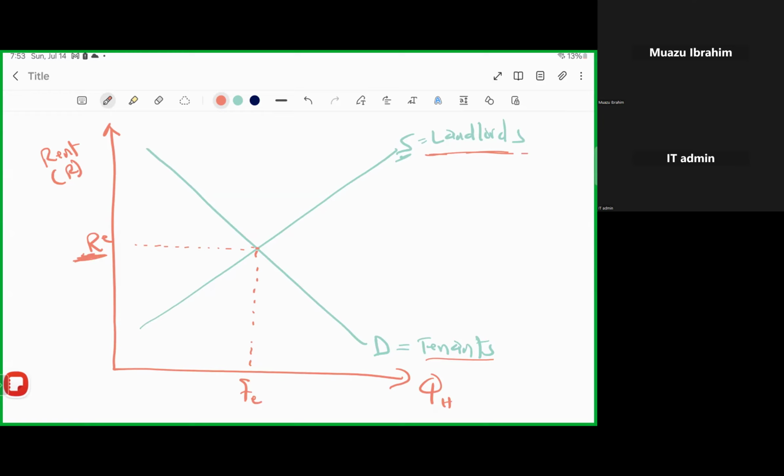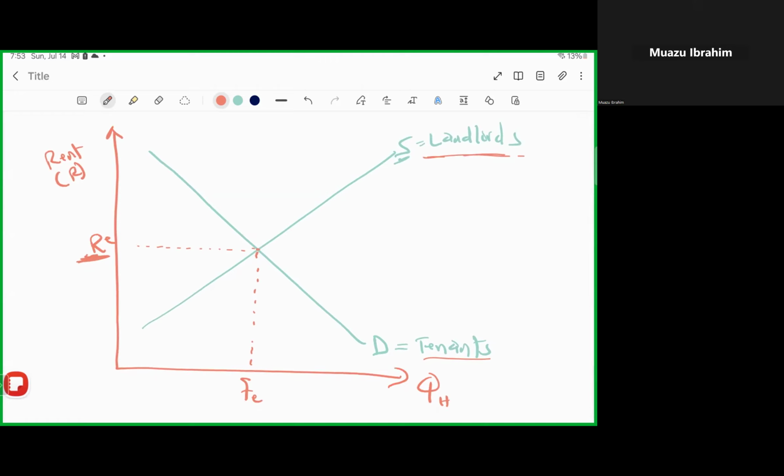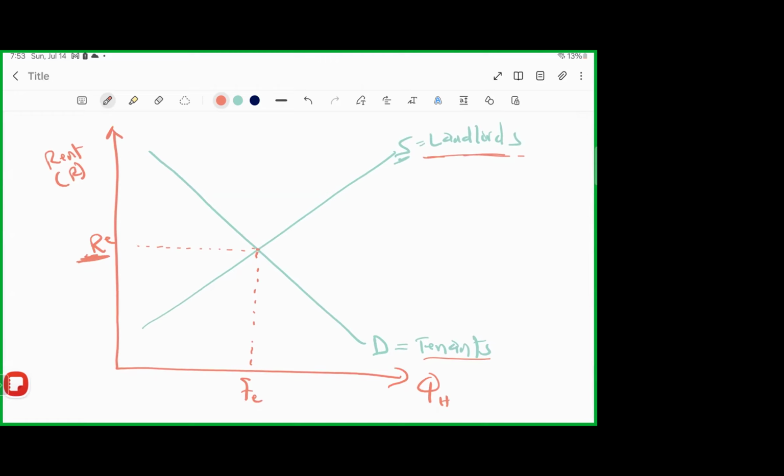This is the price that is being paid by the demanders, which is tenants, and they are happy, and it's also the price given by the landlords. But the government is saying that even though they pay this rent at this rate, it is too much, and for that matter, I'm setting a maximum price above which it becomes illegal for any landlord to charge, and it also becomes illegal for any tenant to pay.